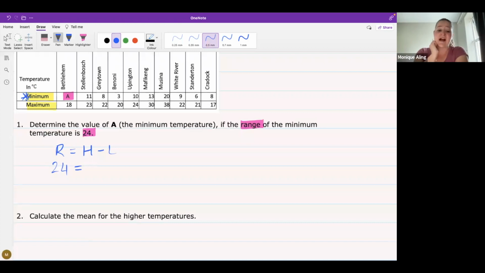Okay. Now, the reason why I'm looking for the highest temperature is because they say A is the minimum temperature or the lowest temperature out of all the minimums. Okay, so the wording is a bit confusing there. So they're saying A is the lowest. So A is actually over here. So I need to look for the highest temperature out of all of these, which does end up being 20. So I put 20.